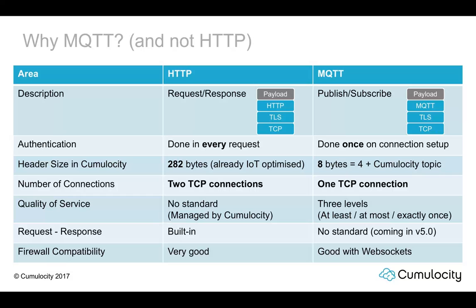Then if you send data to the cloud from a device, even ignoring the data, there's a certain overhead from the protocol in terms of the protocol header. In HTTP, even though we took a lot of effort in optimizing that, it's still around 280 bytes. In other implementations it can be even much more, but in Cumulocity it's 280 bytes. But with MQTT, it's drastically reduced. The complete header is 8 bytes, where 4 bytes are defined by the MQTT standard and 4 bytes are defined by the very small Cumulocity topic name.